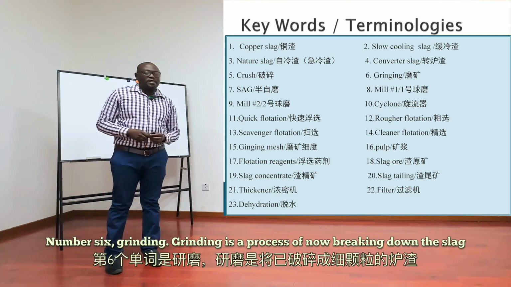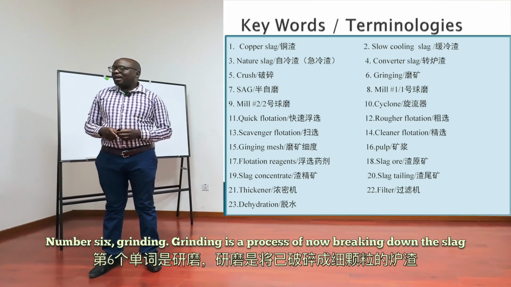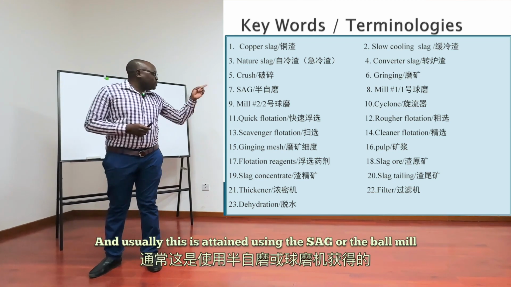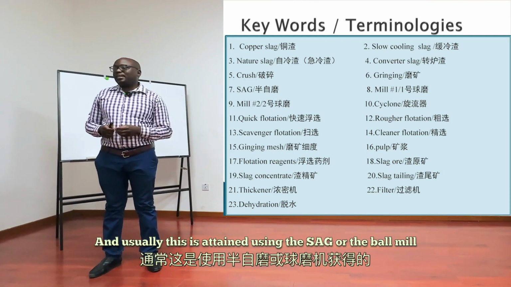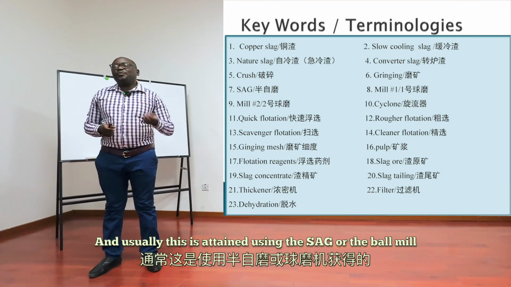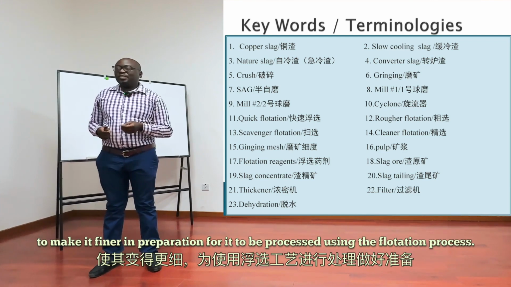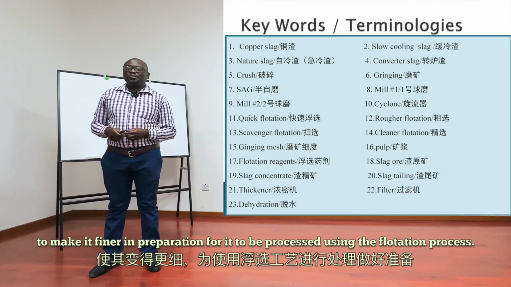Number 6, grinding. Grinding is a process of breaking down the slag that has been crushed into very fine particles. And usually this is attained using the SAG or the ball mills to make it finer in preparation for it to be processed using the flotation process.